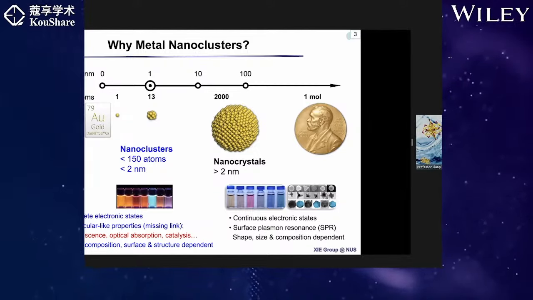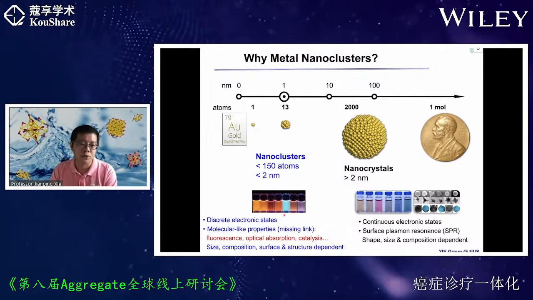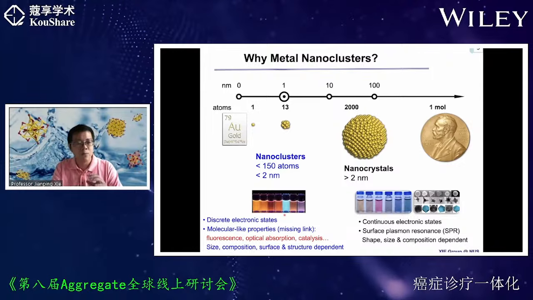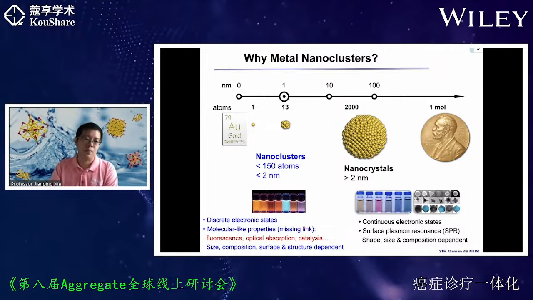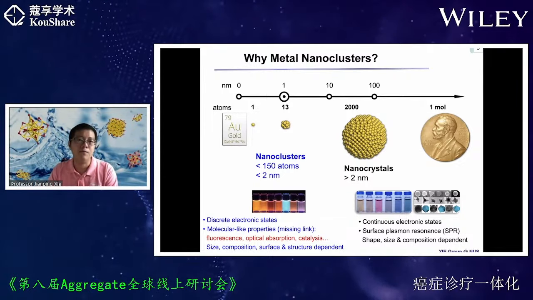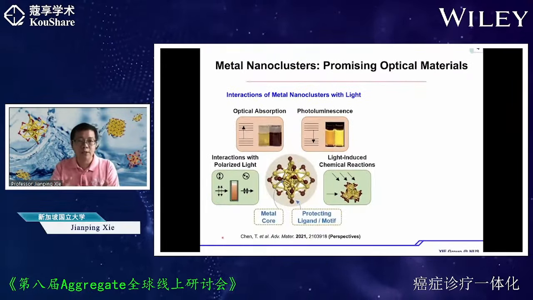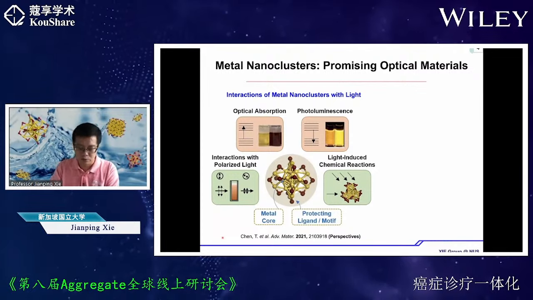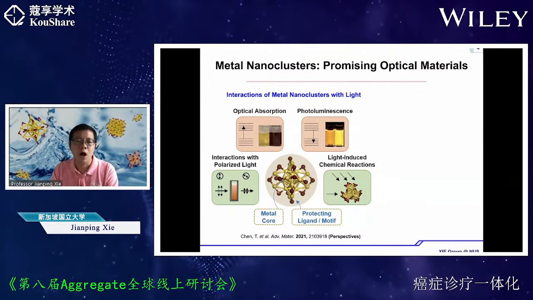Like now, gold under UV light, you can see they show different fluorescence. They also have some optical absorption and catalysis properties. So as a materials chemist, we can control the size, composition, surface, and structure, and then control the properties of these materials. Right? So for metal nanoclusters, one of the properties we are using is the fluorescence, which can be used for different applications. For clusters, we use another 2 slides to give a brief introduction of the optical properties. They are very promising optical materials.